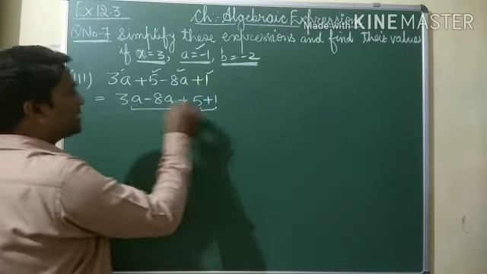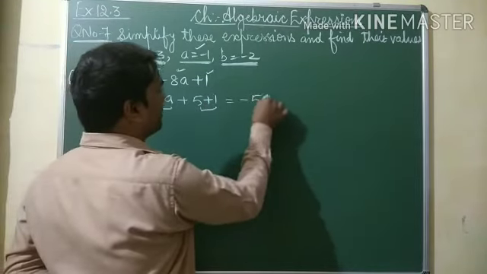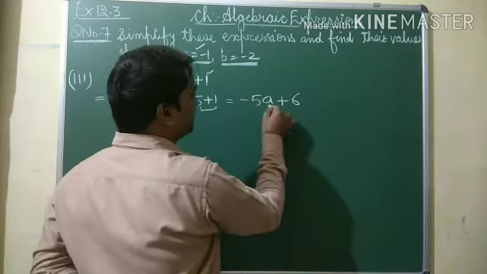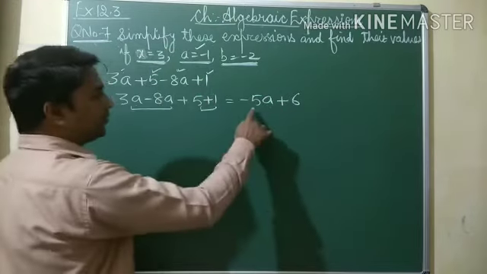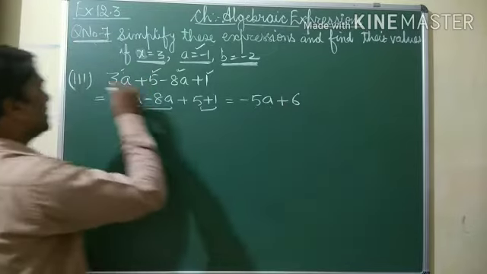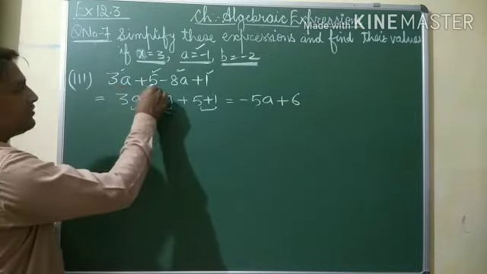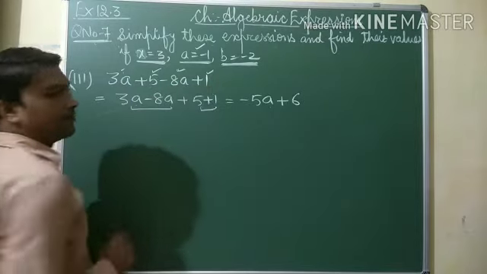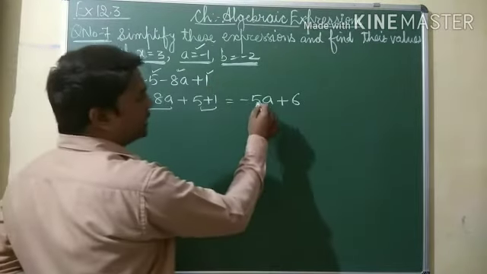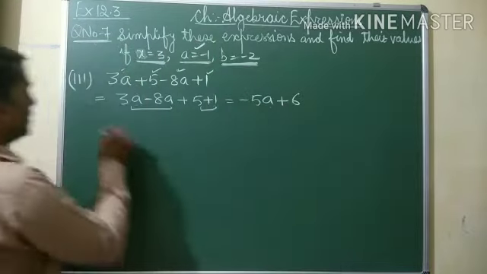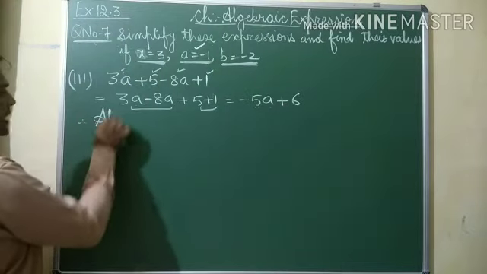Now 3a minus 8a is equal to minus 5a and then 5 plus 1 is equal to 6. So it becomes minus 5a plus 6. Therefore minus 5a plus 6 is the simplified form of the algebraic expression 3a plus 5 minus 8a plus 1. Now find the value of minus 5a plus 6 at a equals minus 1.